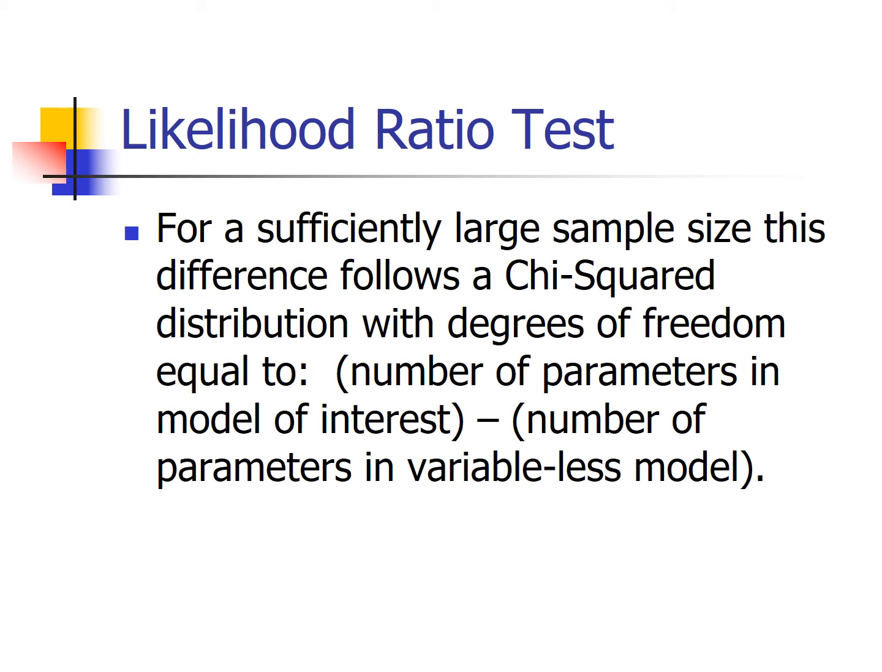Now, for a sufficiently large sample size, this likelihood ratio test can be shown to follow a chi-square distribution whose degrees of freedom are equal to the number of parameters in our model of interest minus the number of parameters in our variableless model.